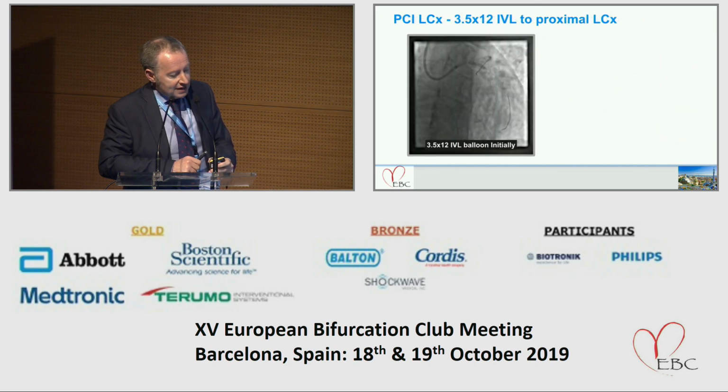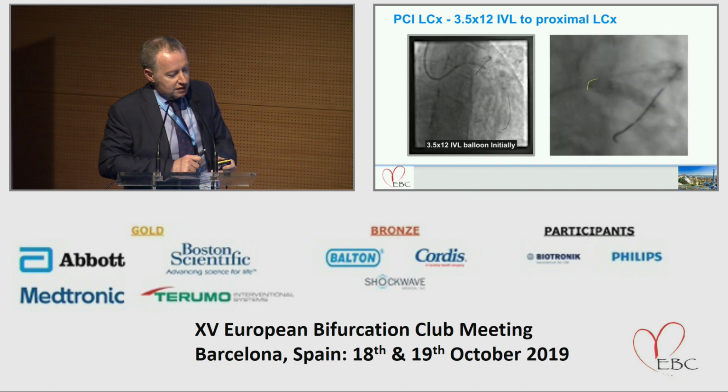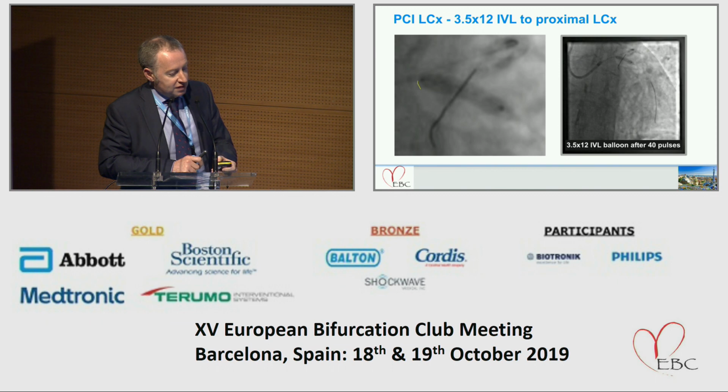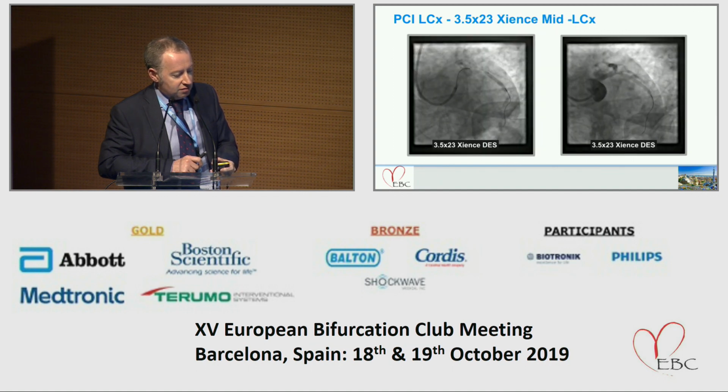So I could take that back, deliver that. Even though it was winged, it went quite easily after rotor. And that's the beginning with the first pulse. You can see slightly underexpanded, and then when we take the 40 pulses that we had left, we get better expansion. So really quite impressive lesion preparation. This device is really useful.